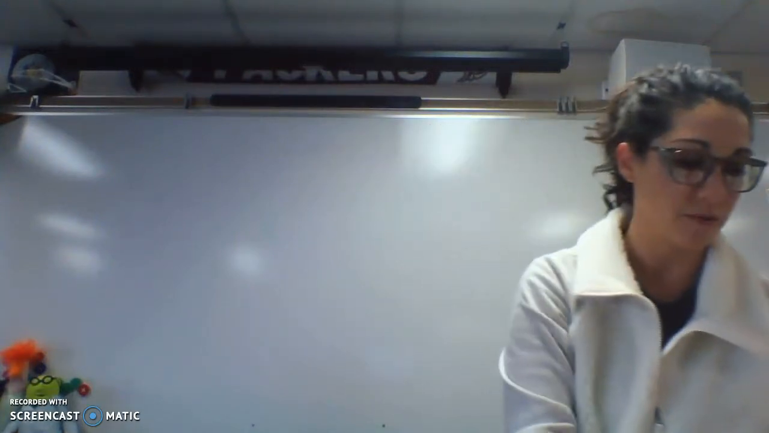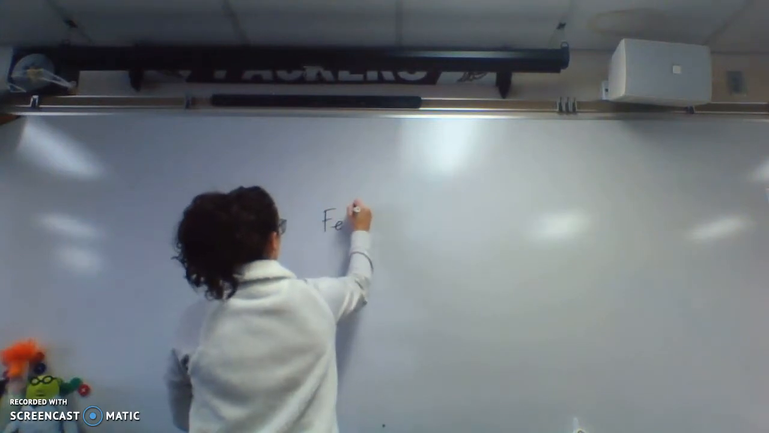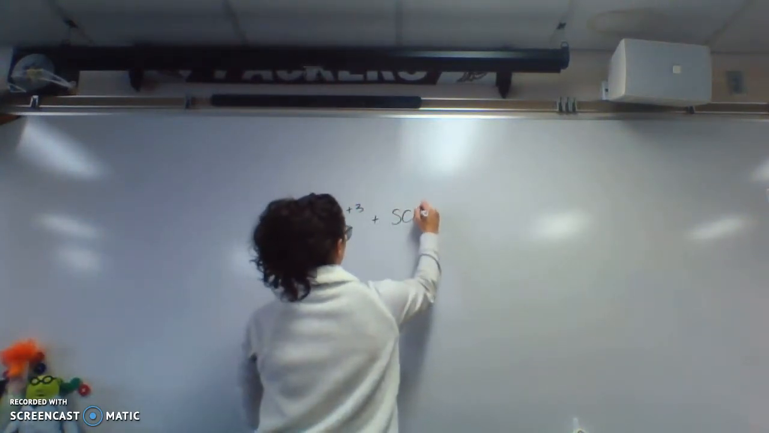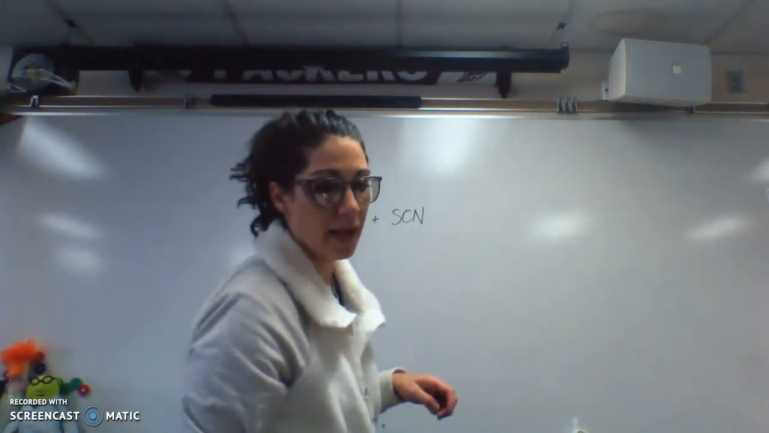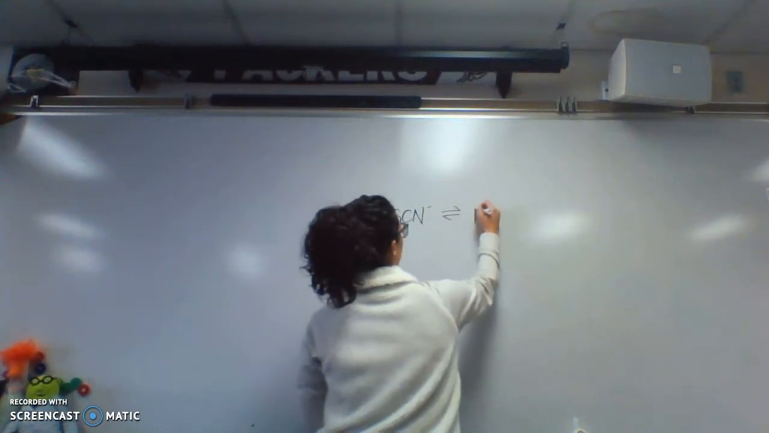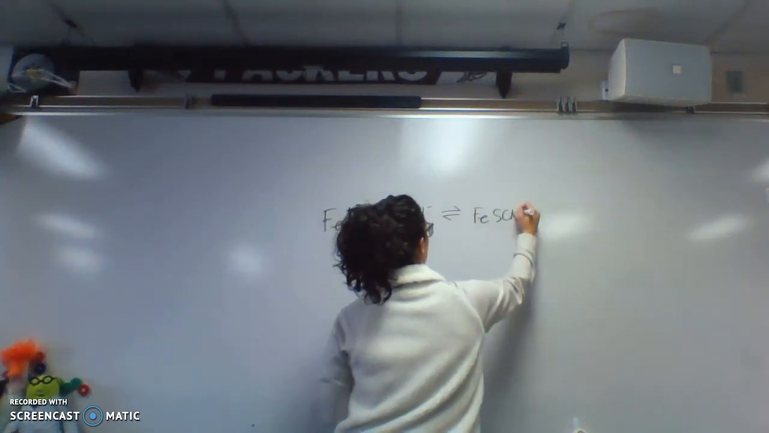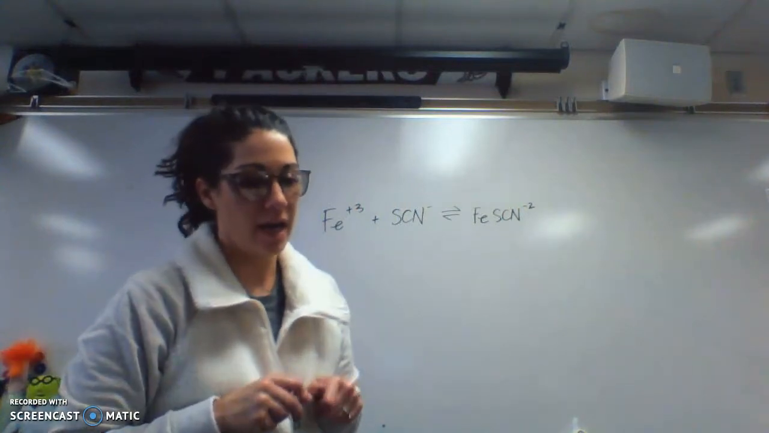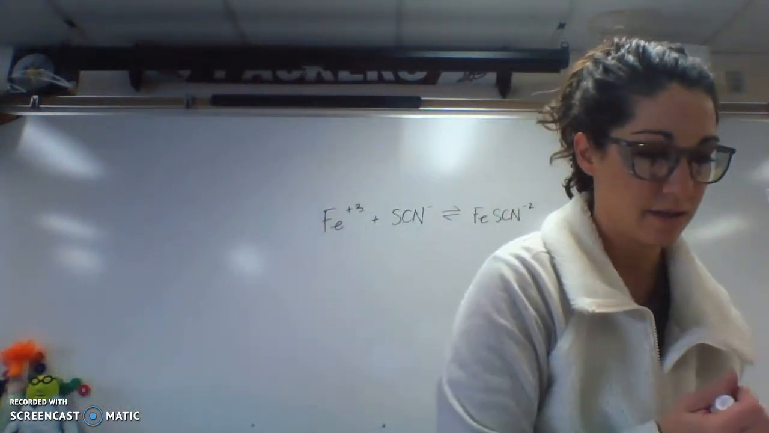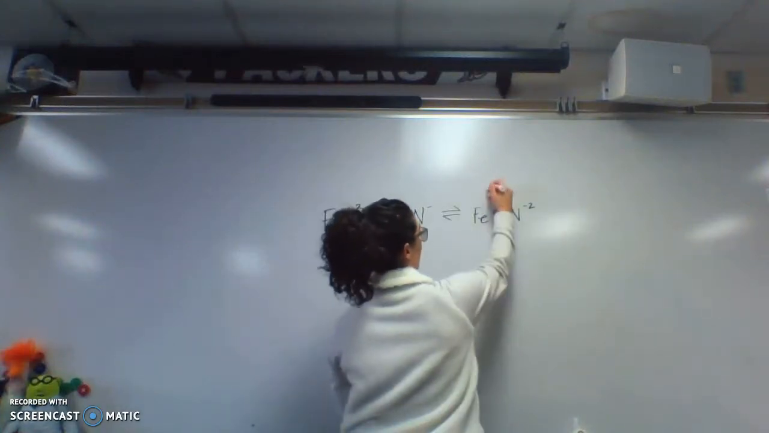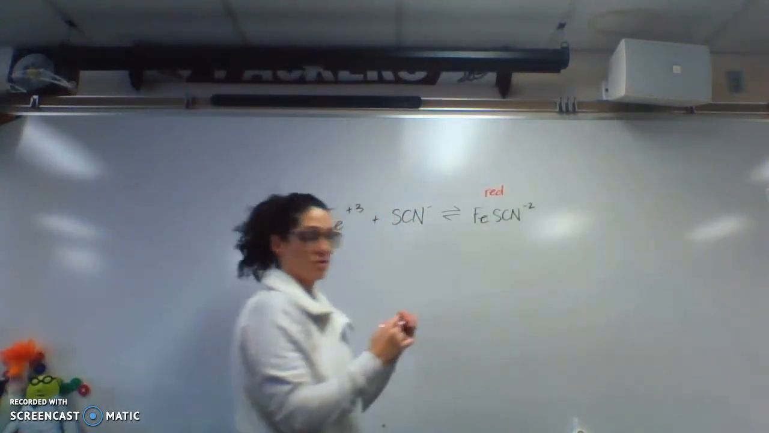What we just did, the reaction that we're looking at, is the iron from the iron(III) chloride reacts with the thiocyanate ion, and it's going to make iron thiocyanate with a 2+ ion. This one is what we're looking at right now in the beaker. This is the red solution that we see.